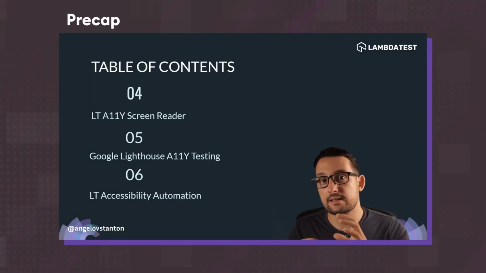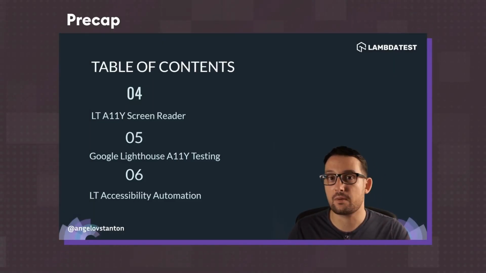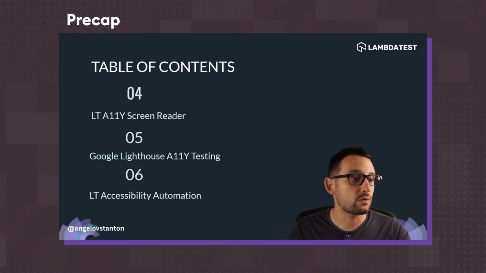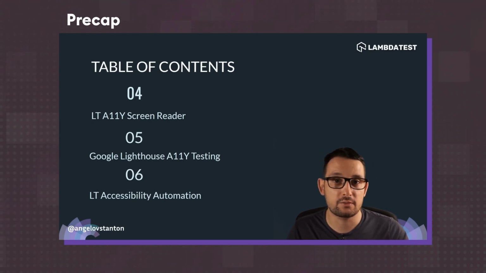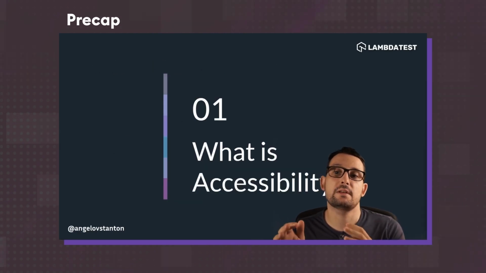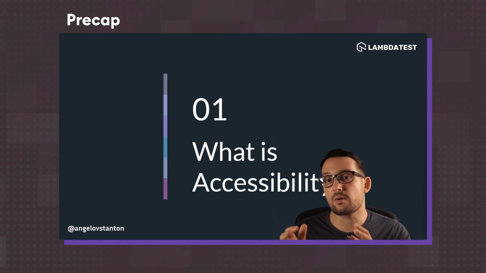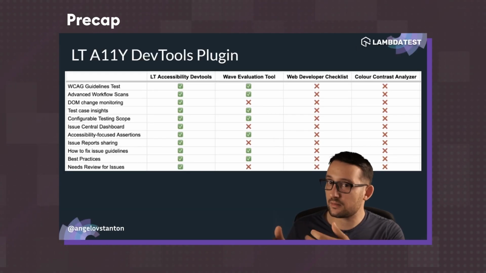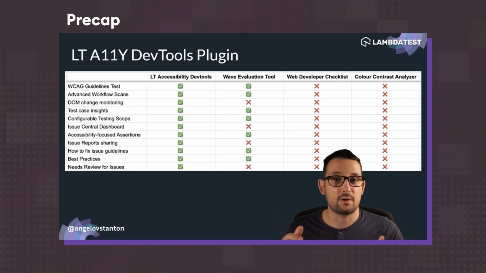We're going to discuss why you need to care about screen readers, some of the best on the market, and we're going to see how this is tightly integrated into the Lambda test platform. First, what is accessibility? In simple terms, it's ensuring that our website and applications are usable for all individuals. This is the first step, and I think this plugin is an excellent helper for that.